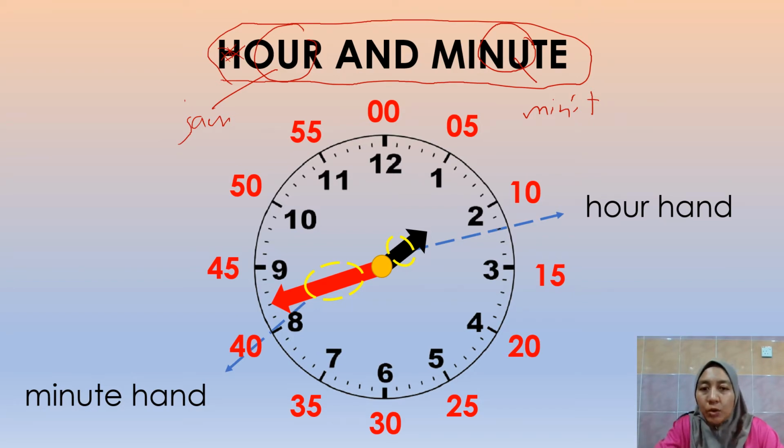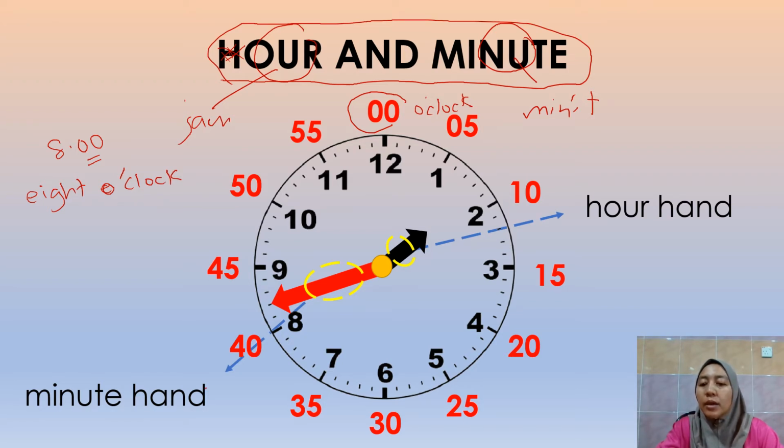So nampak tak kosong-kosong kat sini? Kosong-kosong kat sini direferkan sebagai o'clock. Maksudnya kalau orang sebut 8 o'clock, pukul 8, bentuk macam ni. Nampak tak ada kosong-kosong ni? So kita sebut 8 o'clock.